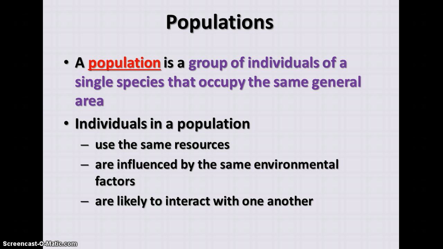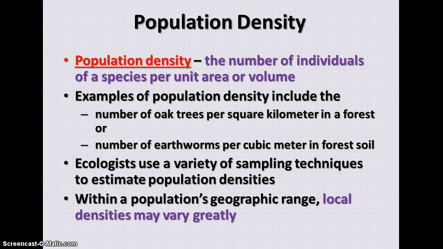The thing that you need to realize is that in a population, those individuals use the same resources, they're influenced by the same factors, and they are definitely likely to interact with one another. Now, when we're talking about populations in a particular area, when we're talking about ecosystems, one thing that's often discussed is population density. Population density is the number of individuals of a species per unit area or volume. So a couple of examples here: the number of oak trees per square kilometer in a forest, the number of earthworms per cubic meter in forest soil.